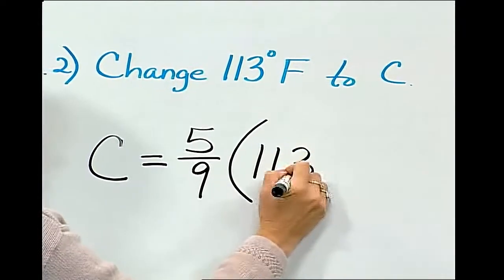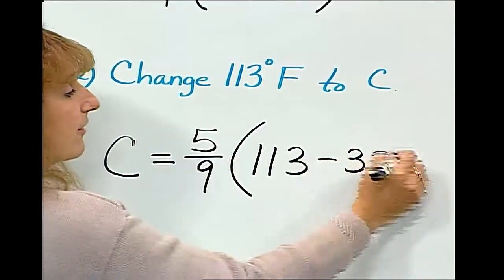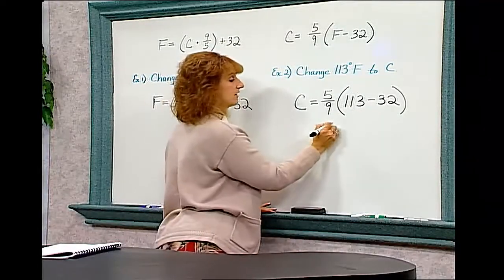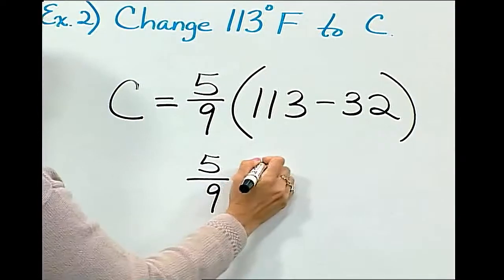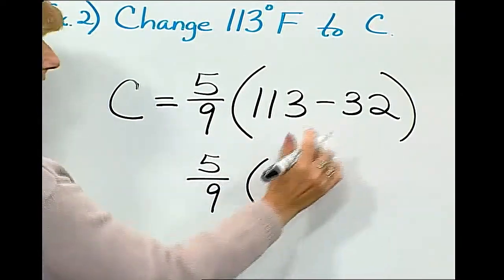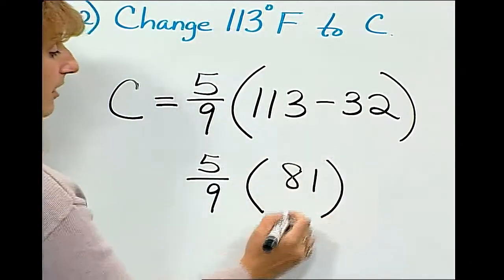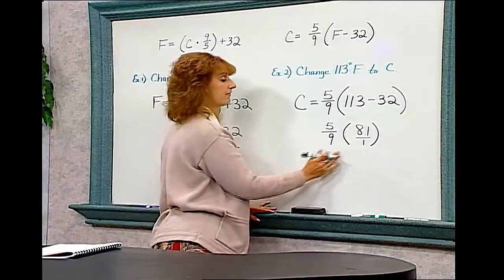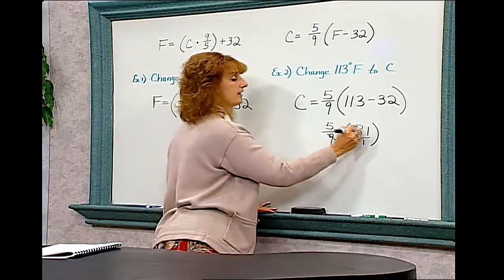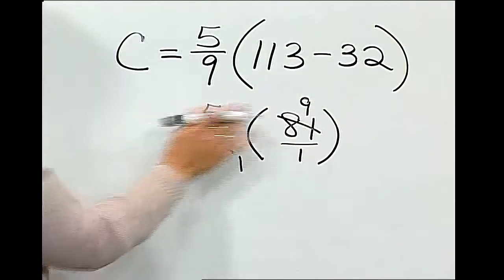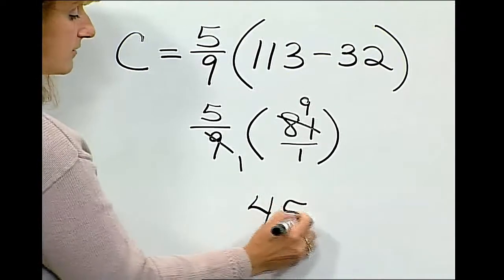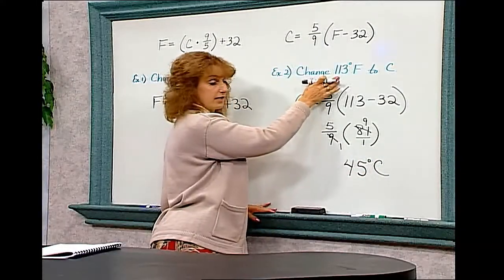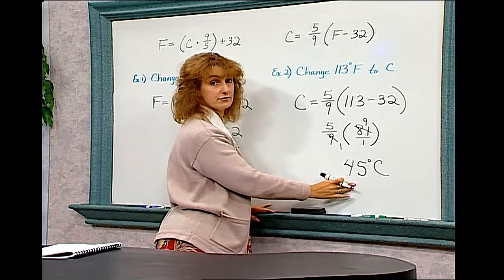of 113 minus 32. We need to start in the parentheses first, so I get 5/9 times 113 minus 32 is 81. Since I'm multiplying, I'll put that over 1 to multiply fractions. The 9 and the 81 can cancel out. 5 times 9 is 45. So 113 degrees Fahrenheit converts to 45 degrees Celsius.